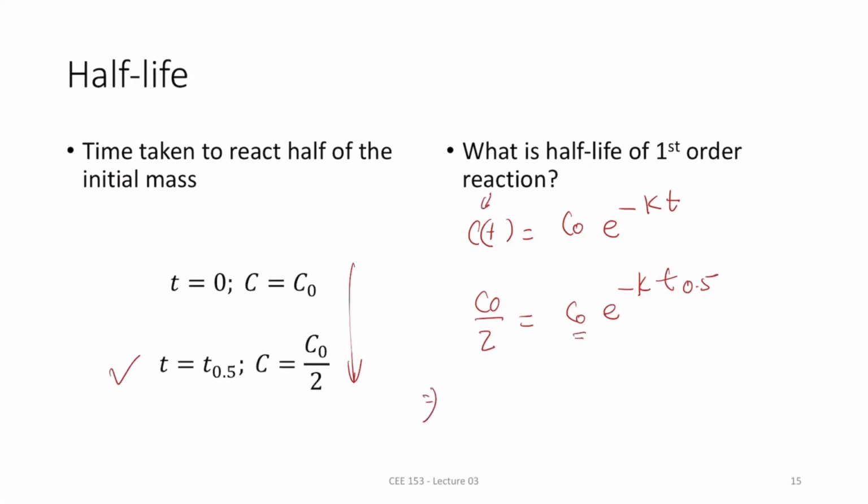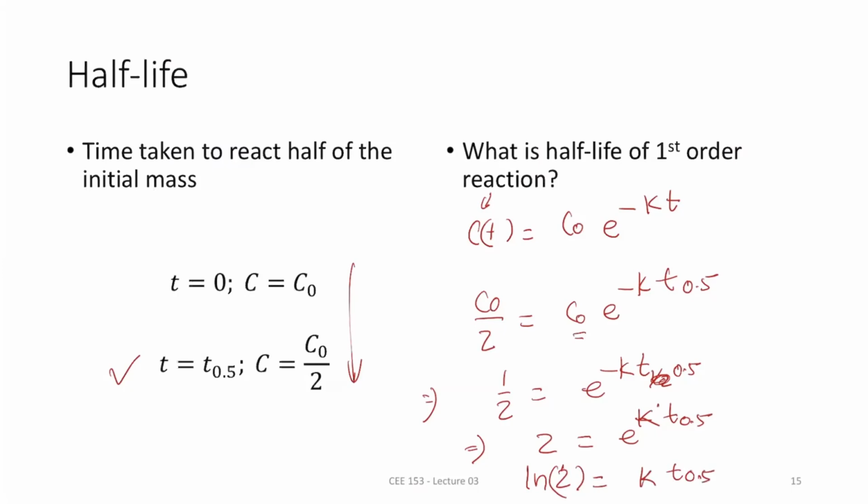So 1 by 2 is e to the minus k t half, or another way to say it, 2 equals e to the power k t half. Now if you take the natural log, ln 2 is k t half. So that means t half for a first order reaction is ln 2 by k.